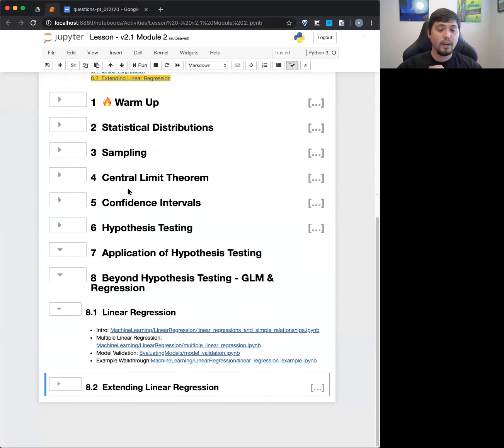All right, so linear regression. We're going to continue on with linear regression. Last time we talked about an introduction to linear regression. We talked about the different parts and stuff like this. We talked about it as simple linear regression, which is just two-dimensional.